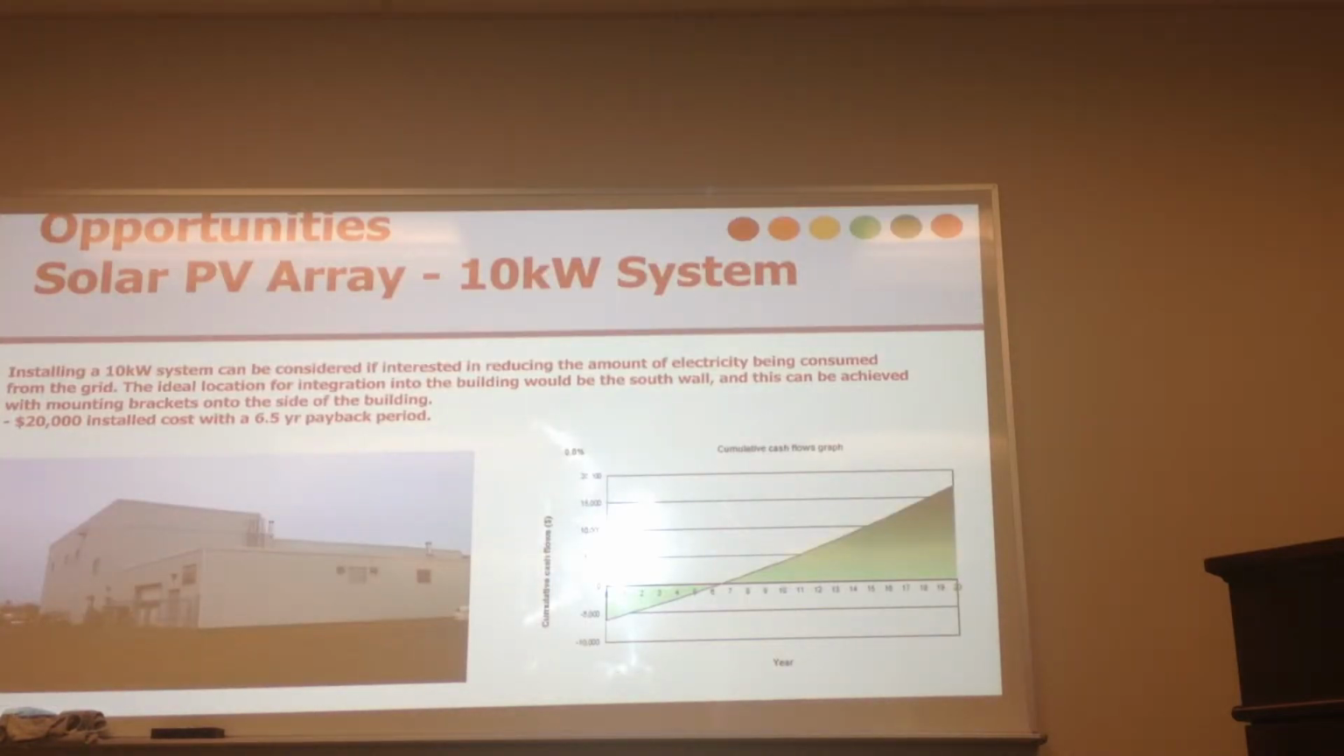Okay, so for the next opportunity, the 10 kilowatt PV array system, this would be used to reduce the amount of electricity being consumed from the grid. The ideal location for the system would be to mount it on the south wall along here. With a few numbers and a calculation tool, RETScreen, this is what the payback period would be, 6.5 years, with a $20,000 install cost. That's just a rough estimate of $2 per watt installation cost.